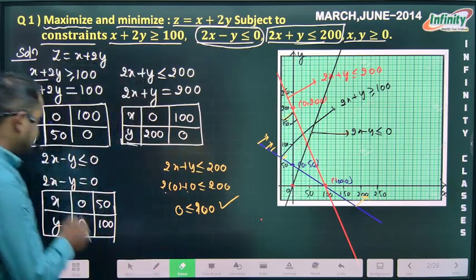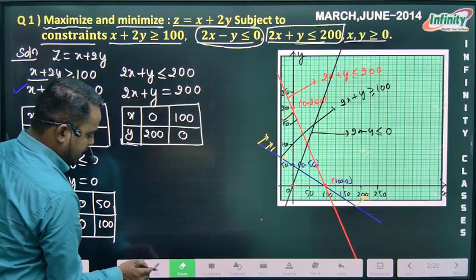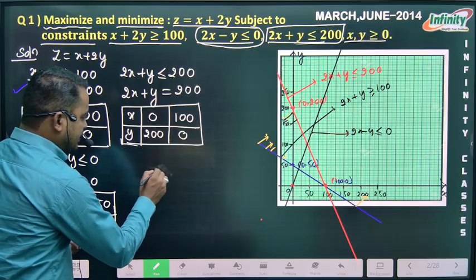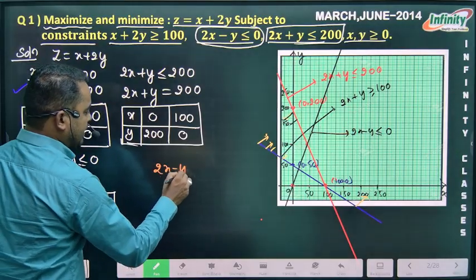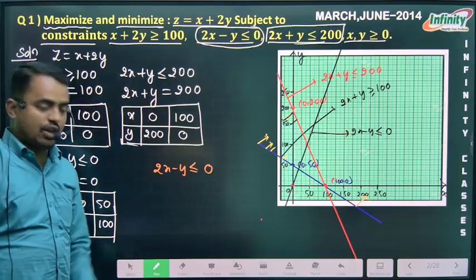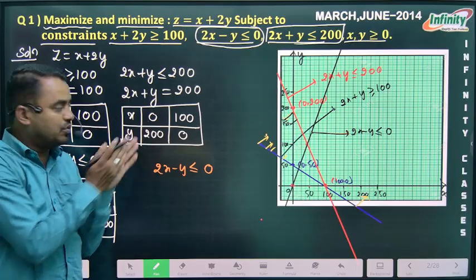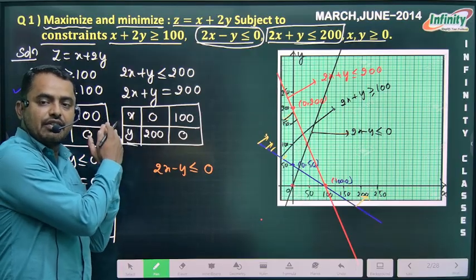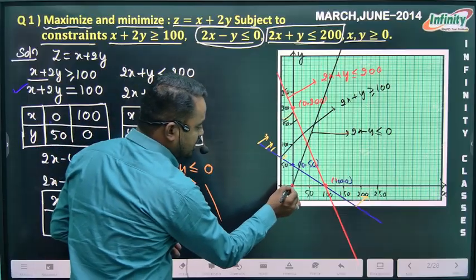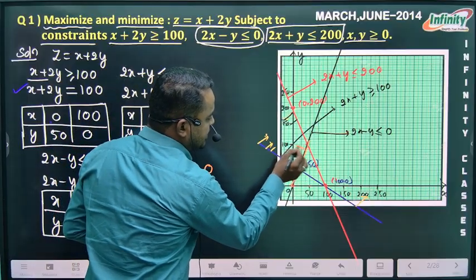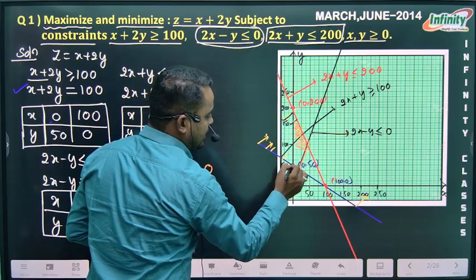Next, the third equation is there. 2x minus y is less than or equal to 0. Observe here, if it is less than 0, we shade above the line, towards the y axis, this side. If it is greater than 0, we shade below. This line passes through the origin, in this direction, so we have to shade in this way. So this is the feasible region, below one line and above the other line.